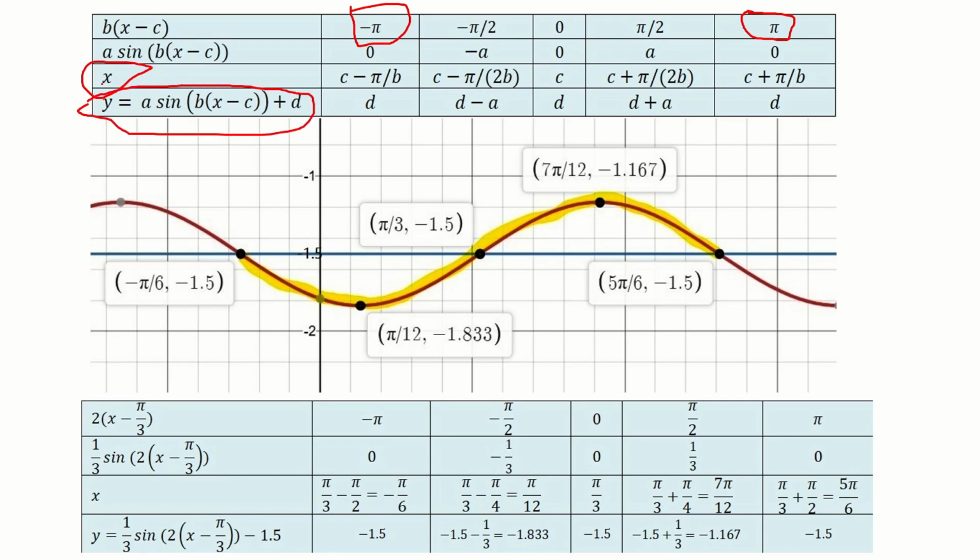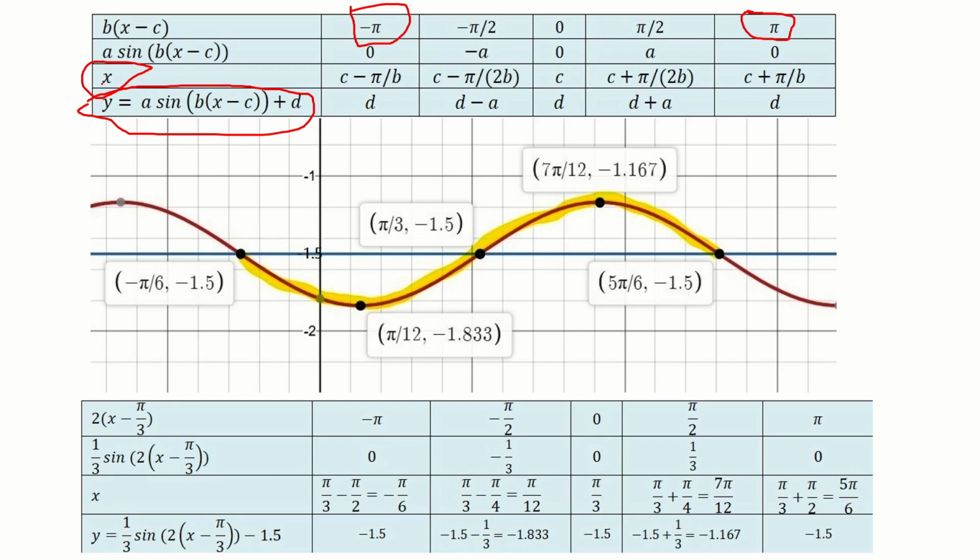Now, I will give you an example using my second table here, using the actual numerical values of this general sine function. The entire function is y equals 1 divided by 3 sine of 2 times x minus pi divided by 3 minus 1.5.